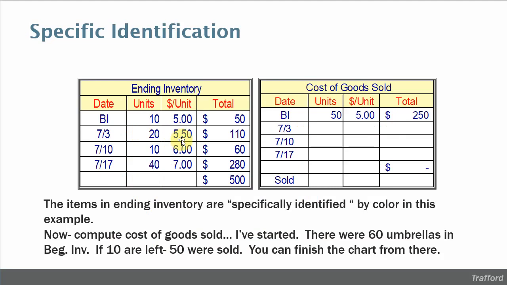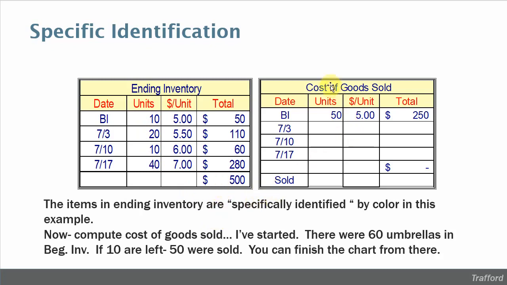And then I just do the same thing for the other umbrellas. This was 10, I believe, green umbrellas and 40 red umbrellas. Multiplying across and adding them all up for these 80 umbrellas, 10 plus 20 plus 10 plus 40, the cost of these 80 umbrellas is $500.